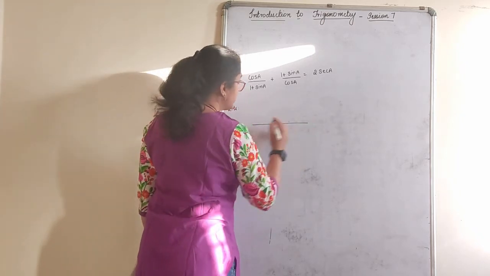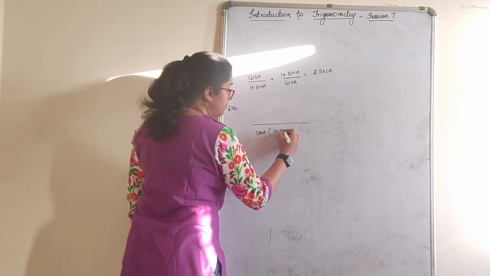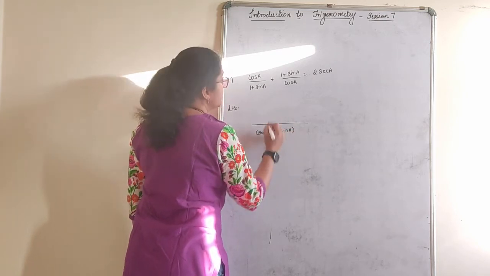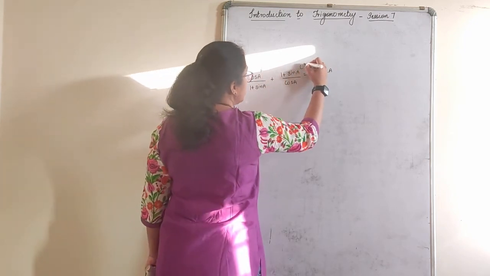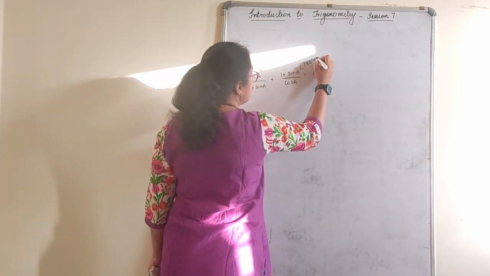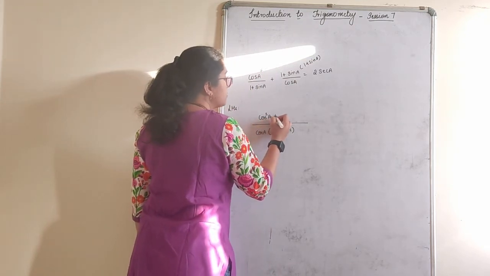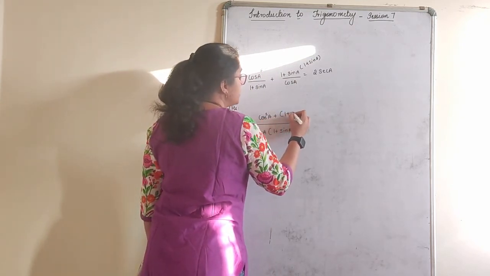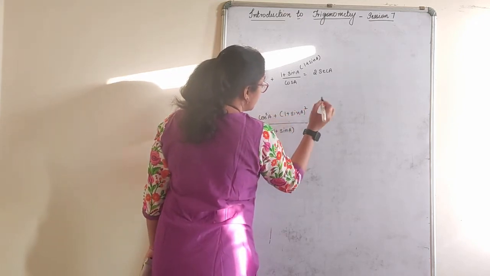Take LCM. Cos A of 1 plus sin A. Multiply this by cos A. Multiply this by 1 plus sin A. Cos square A plus 1 plus sin A whole square.